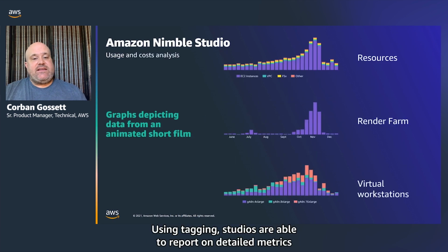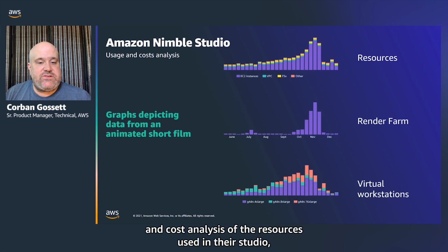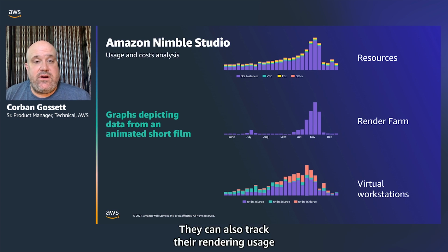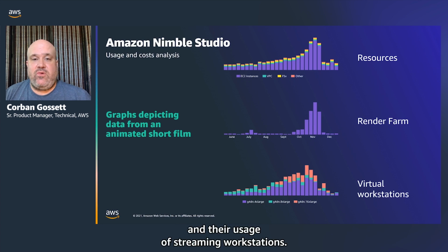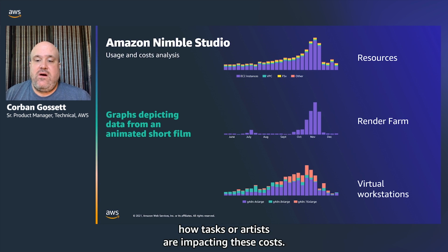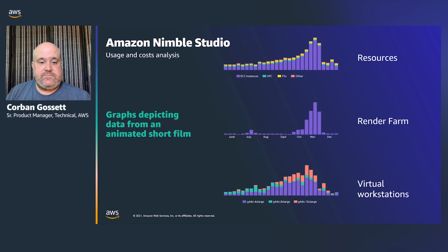Now, using tagging, studios are able to report on detailed metrics and cost analysis of the resources used in their studio, such as storage and networking. They can also track their rendering usage and their usage of streaming workstations. They also have the option of breaking down how tasks or artists are impacting these costs.